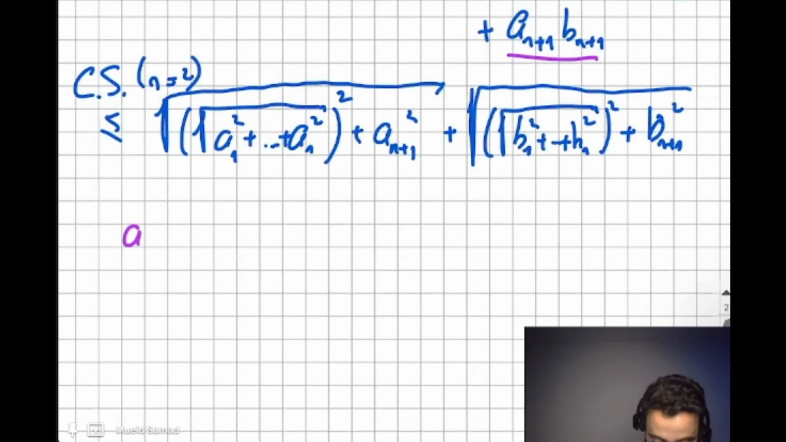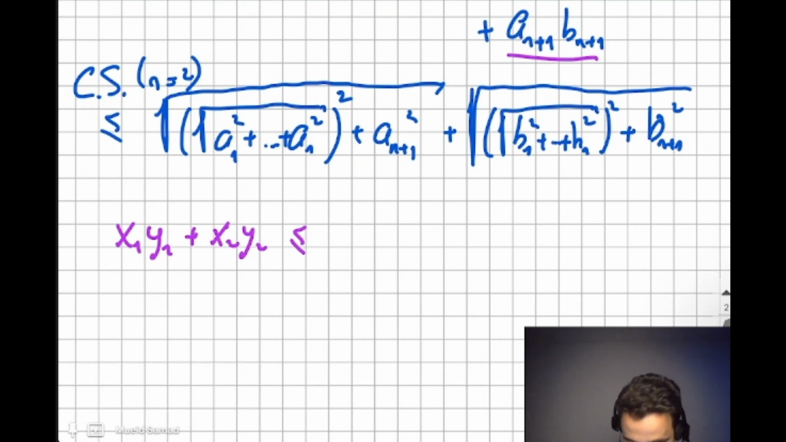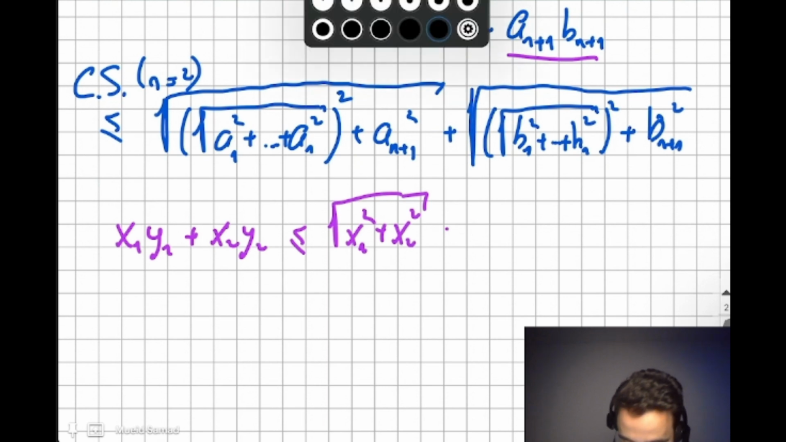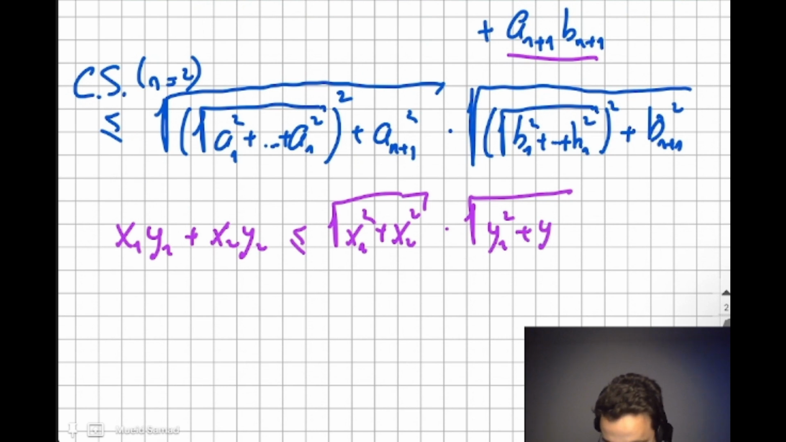Our Cauchy-Schwarz for n equals 2 goes to the following. Maybe we use different variables here. Let's say x1 times y1 plus x2 times y2 is smaller or equal to the square root of x1 squared plus x2 squared times, oh, that's a very important point. We have to get rid of this plus here. That's not a plus, it's actually a multiplication. Okay, times the square root of y1 squared plus y2 squared. That was the Cauchy-Schwarz inequality for the case n equals 2.